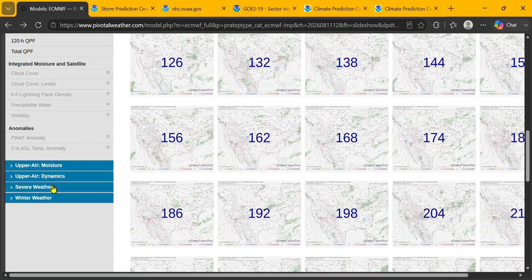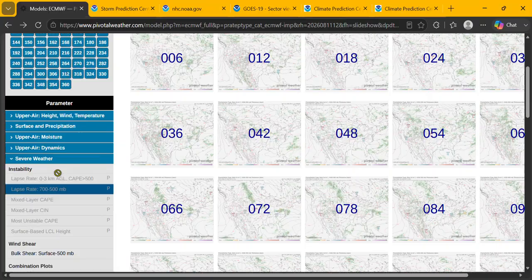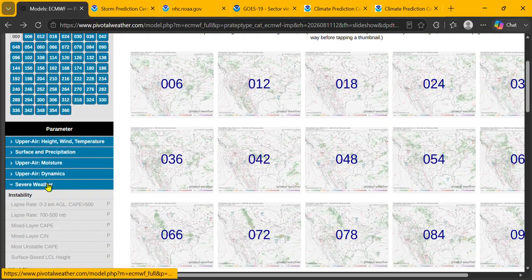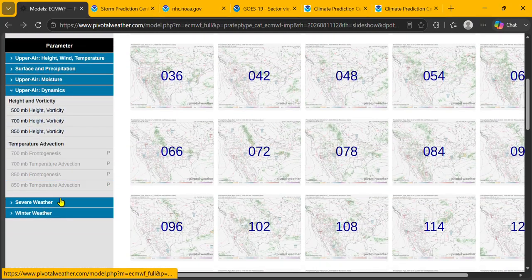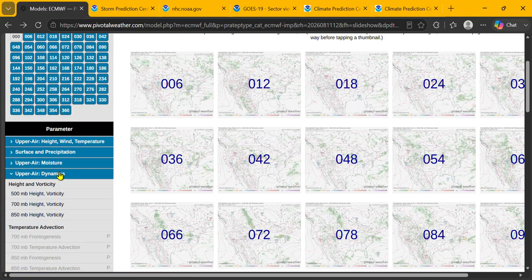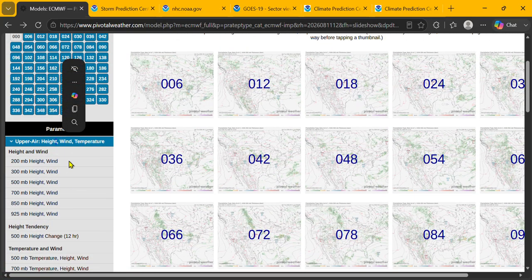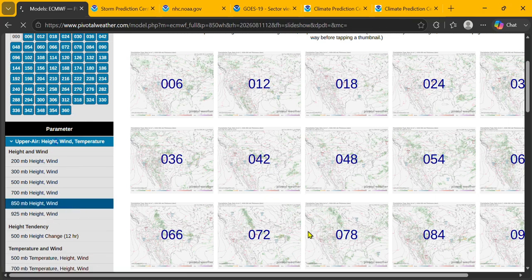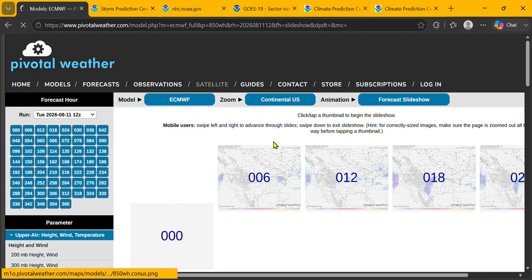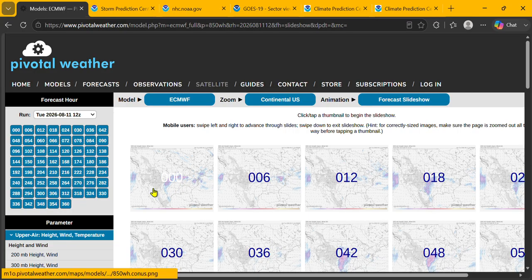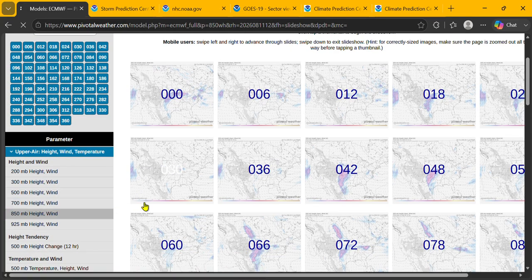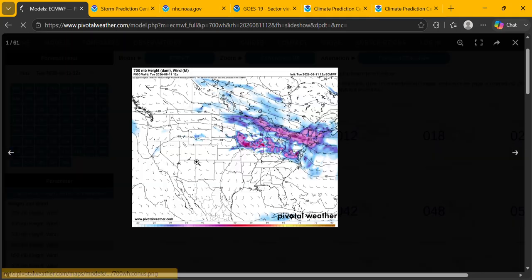So let's look at, where is it? Let's just look at the 850 millibar wind. Let's just see what we can see from that. Or you know what? 700 millibars. Let's move to there.